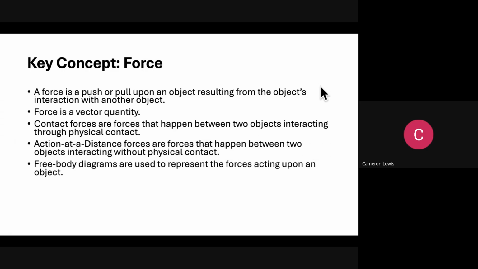The way we model these things is called a free body diagram, right? So imagine you have this thing and you have a stick figure.